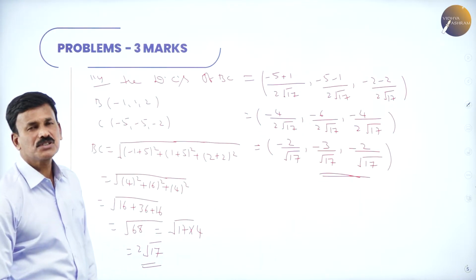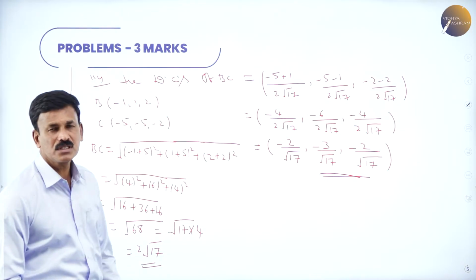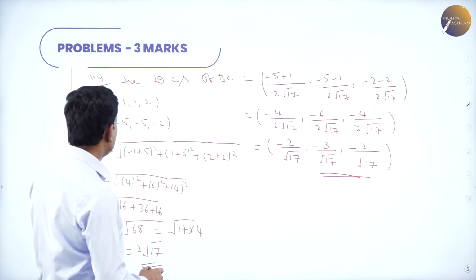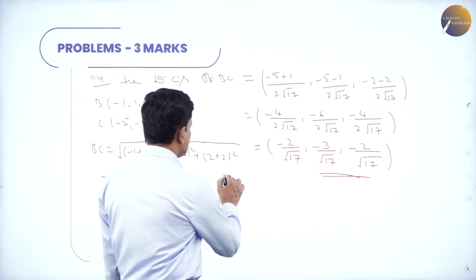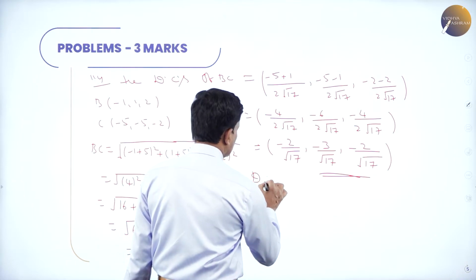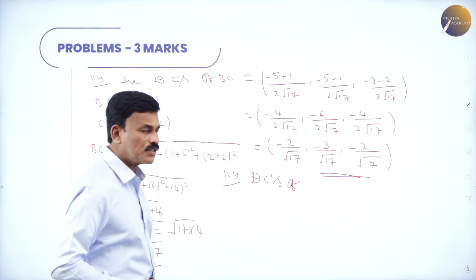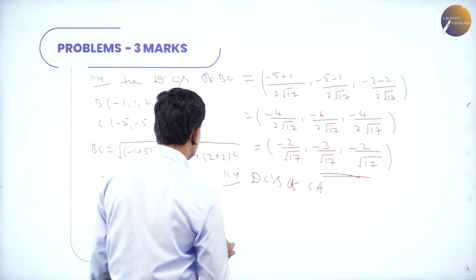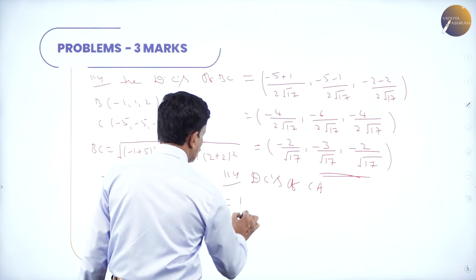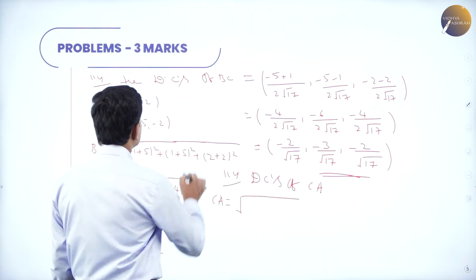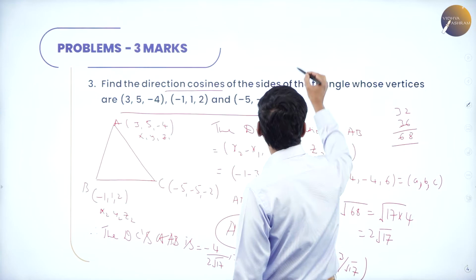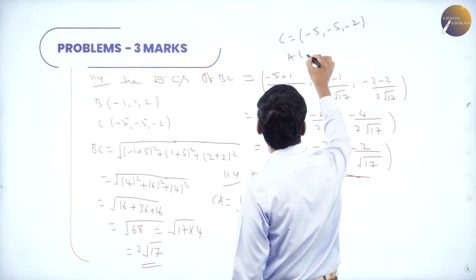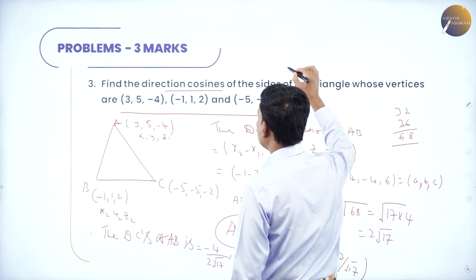Similarly, find out the direction cosines of the line AC. That's it. That is the required answer. Okay. Hope you followed. Similarly, find out the direction cosines of CA. The direction cosines of CA, find out the distance from C to A. CA is equal to root of, what is C? C is minus 5, minus 2, and A is 3, 5, minus 4.